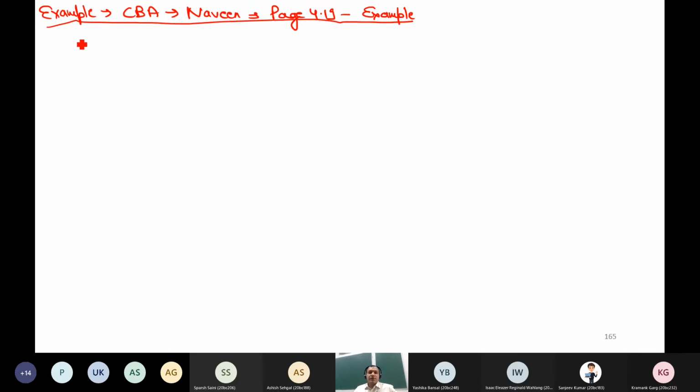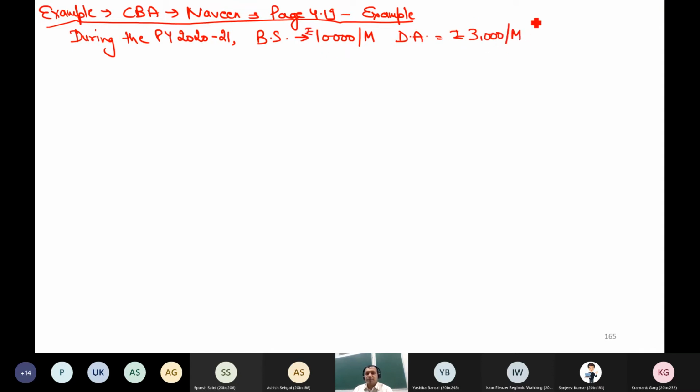Okay, so what is this example? During the previous year 2020-21, X has earned the following from the employer. So what is the income given? Basic salary 10,000 per month, DA allowance 3,000 per month. Out of this 3,000 per month, 60% forms part of salary. Commission is fixed, 31,000.